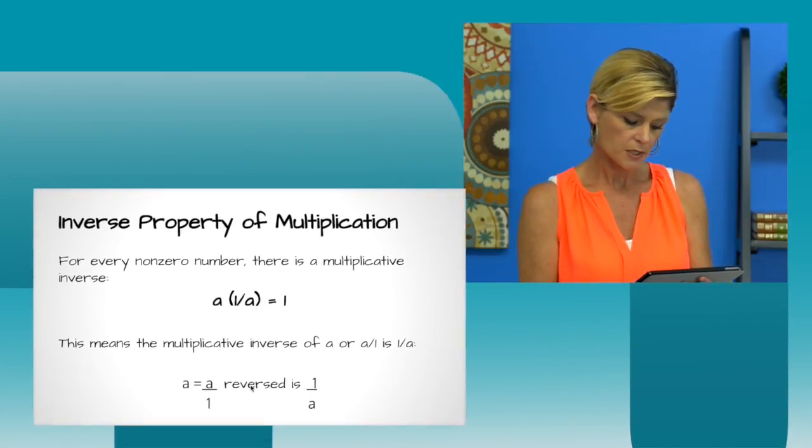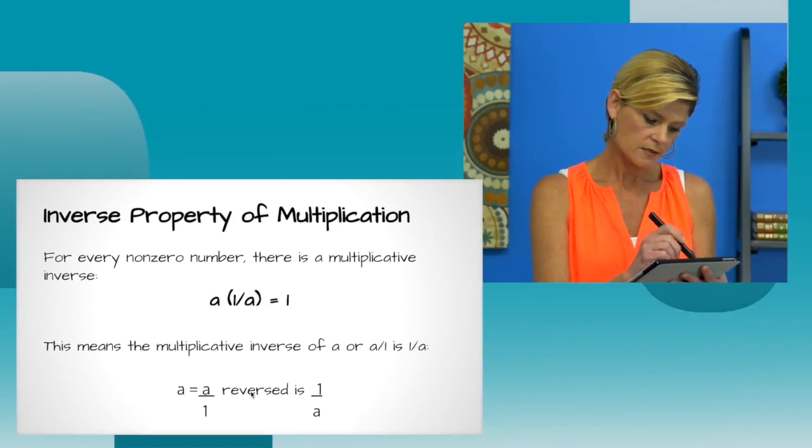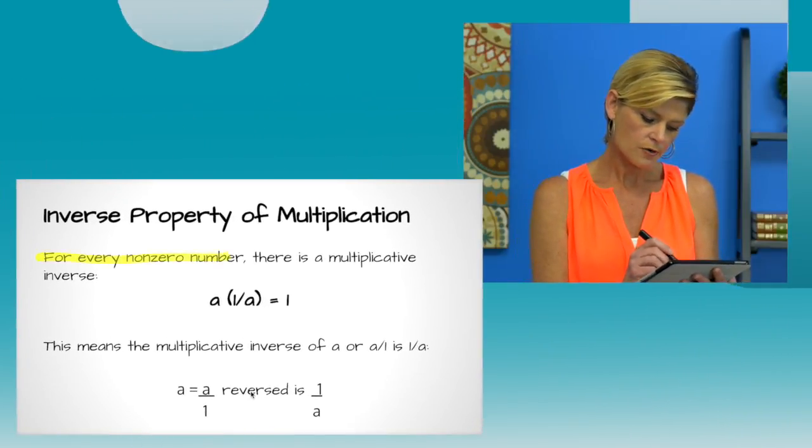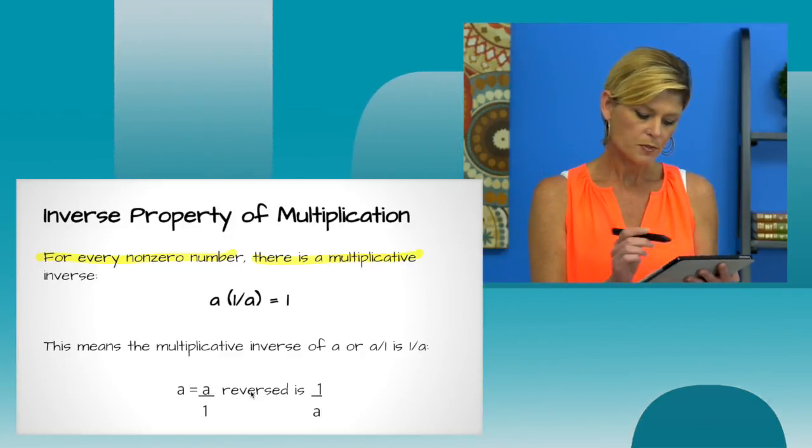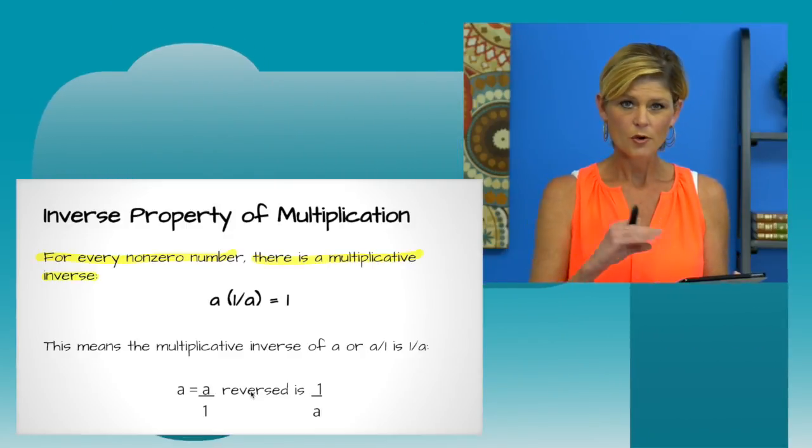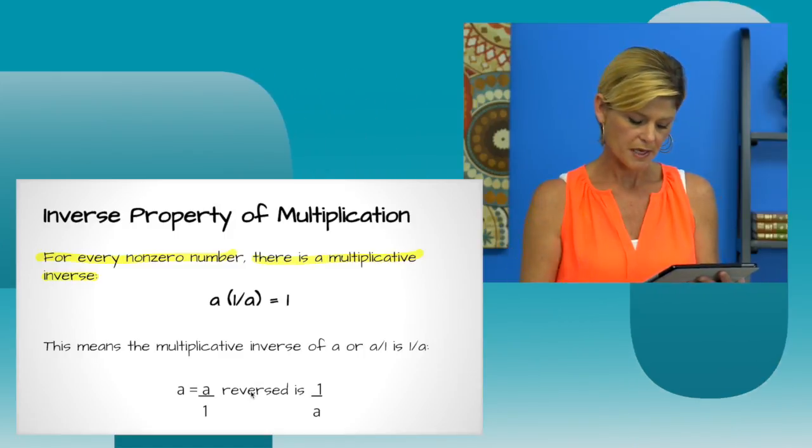So when we're dividing rational numbers, it's important that we talk about the inverse property of multiplication. And that tells us for every non-zero number, there is a multiplicative inverse, or it can be flipped over. Let me show you what I mean by this.